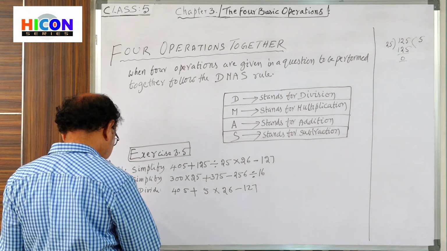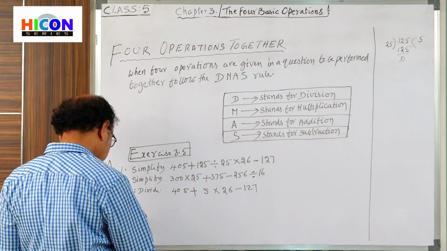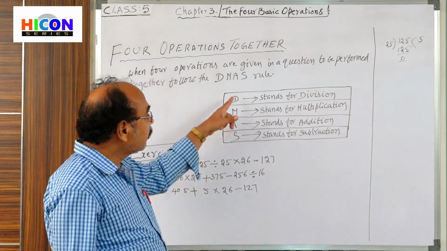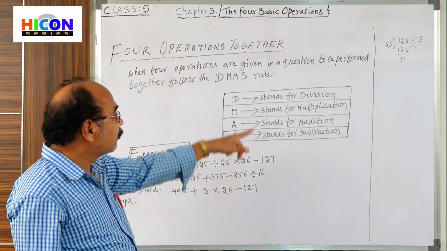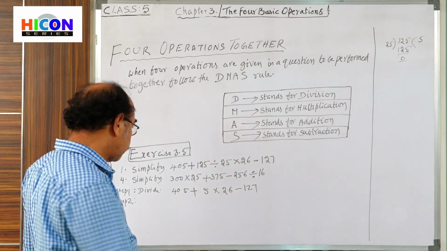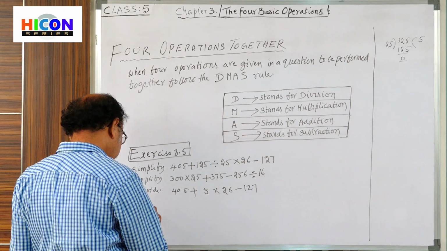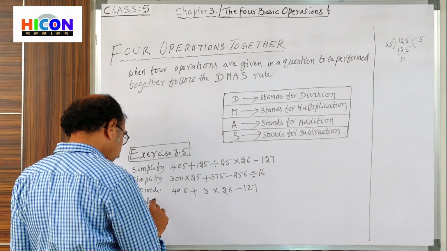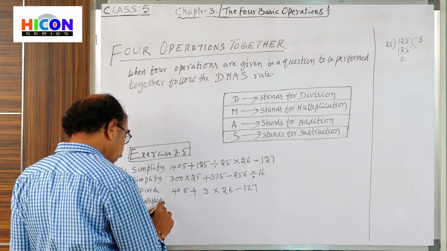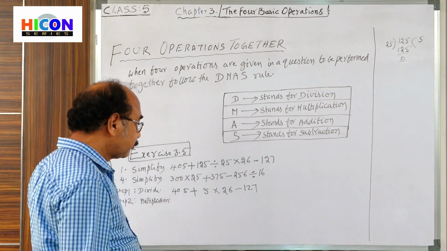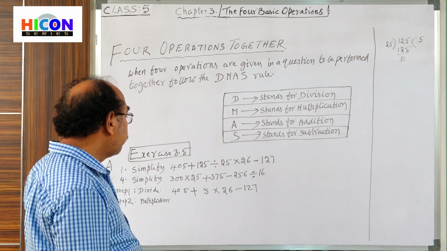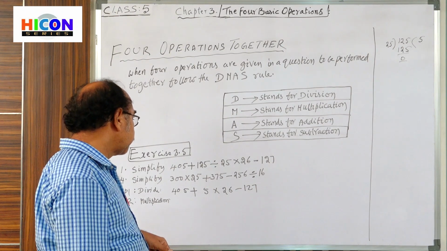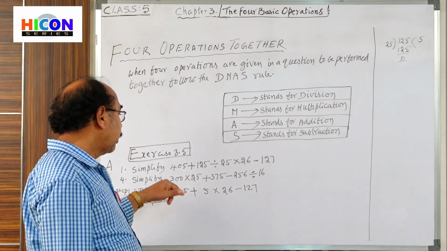Now come to step 2. In step 2, D after what? M. M stands for multiplication. So in this step we multiply. We show the multiplication. Where is the multiplication here? Tell.